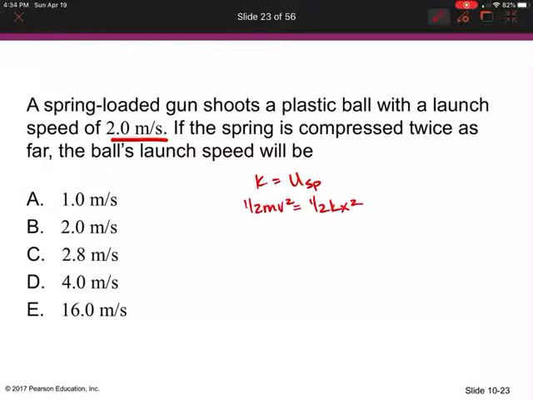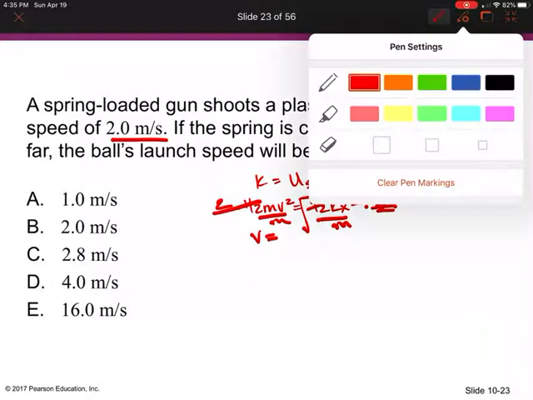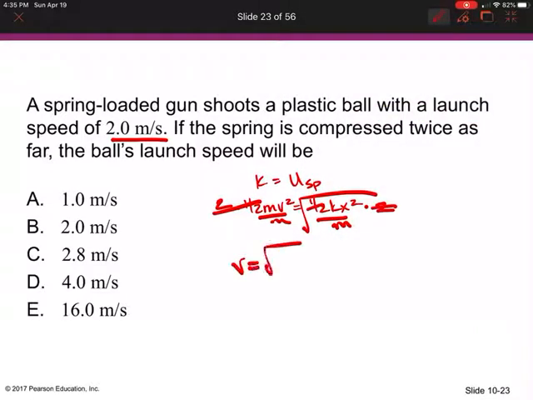Now, let's just put some numbers in here. Let's solve for V. If I take that times 2 to get rid of the 1/2, and then move my mass over, and then I've got V squared, so I end up having to do the square root. Okay, so we've got V is equal to the square root of kx squared over m.